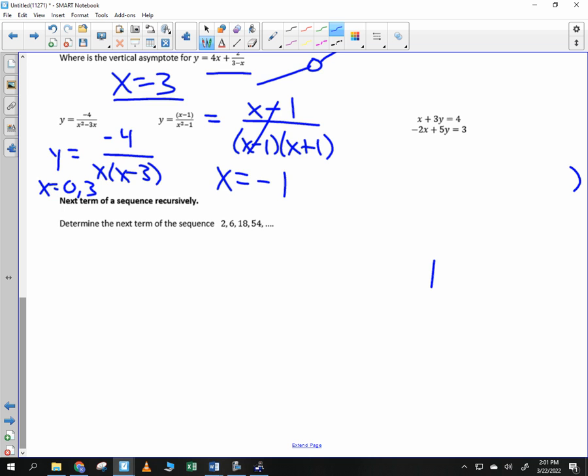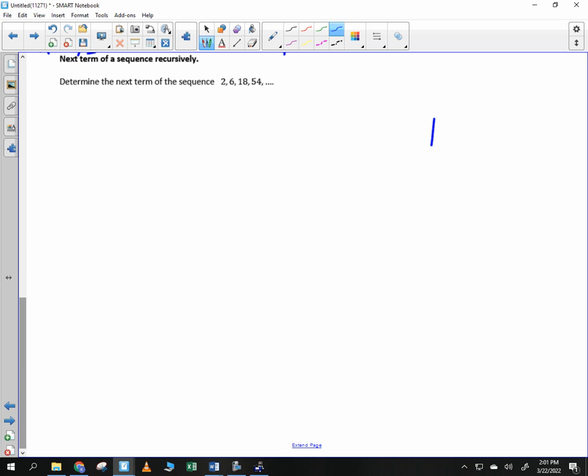All right. Let's talk about sequences. Determine the next term of the sequence. You got two. You got one there, and then you got one on the other side. See if you can figure out the next term. Go.